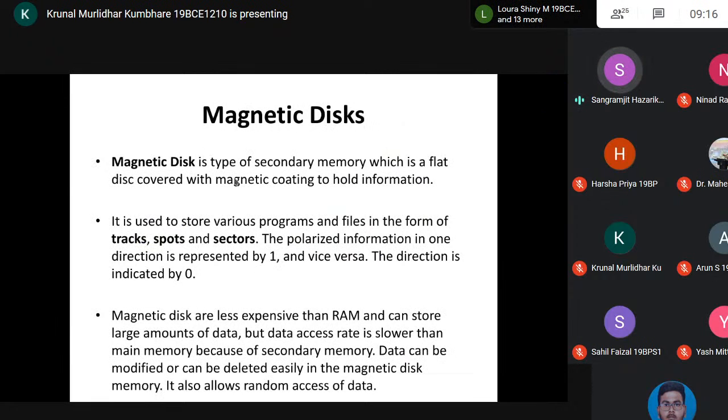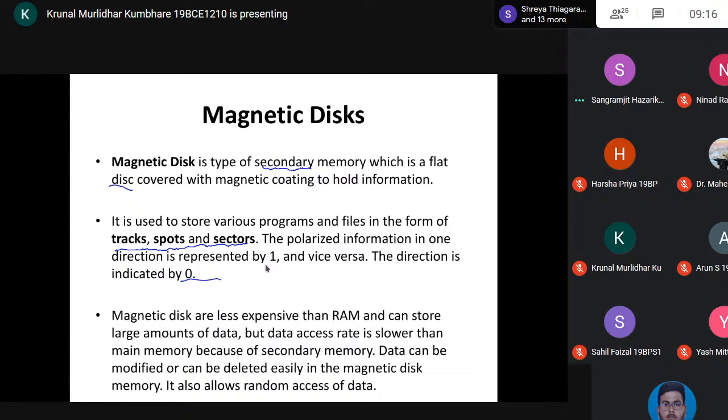So what are magnetic disks? Magnetic disks are basically secondary memory which holds data and is covered with a magnetic coating to hold information. It stores programs and files in the form of tracks, spots, and sectors. These tracks, spots, and sectors are part of the construction, which we'll be discussing. The polarized information is represented by 1 and vice versa, and the direction is indicated by 0 here.